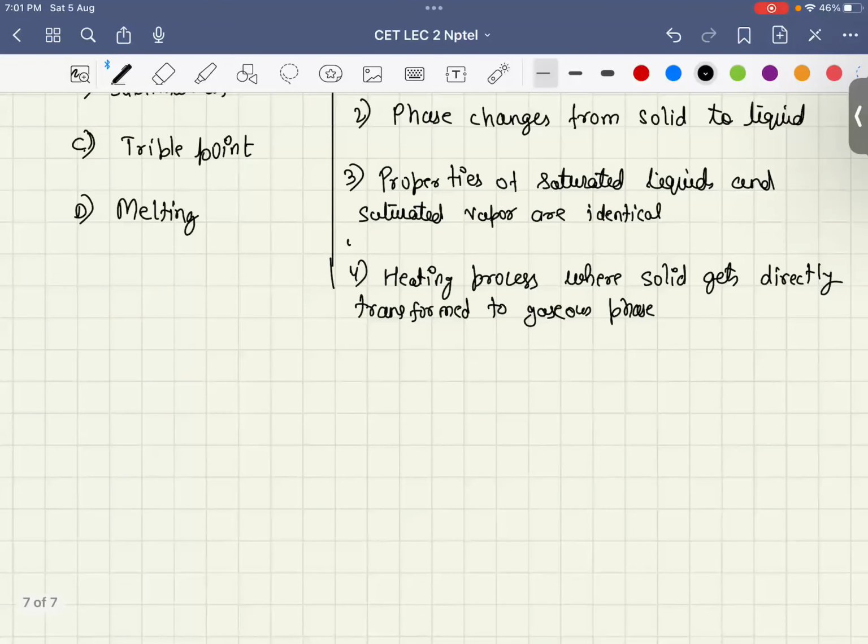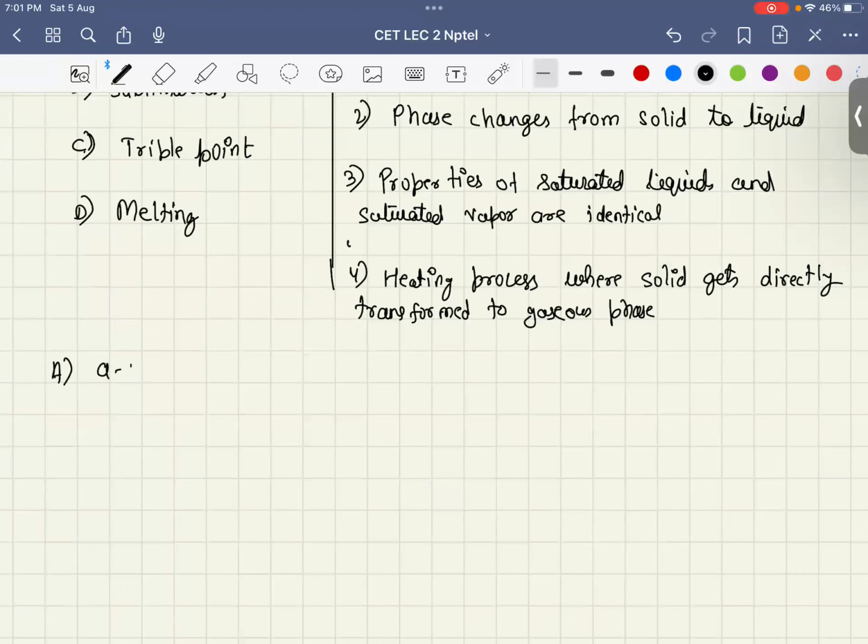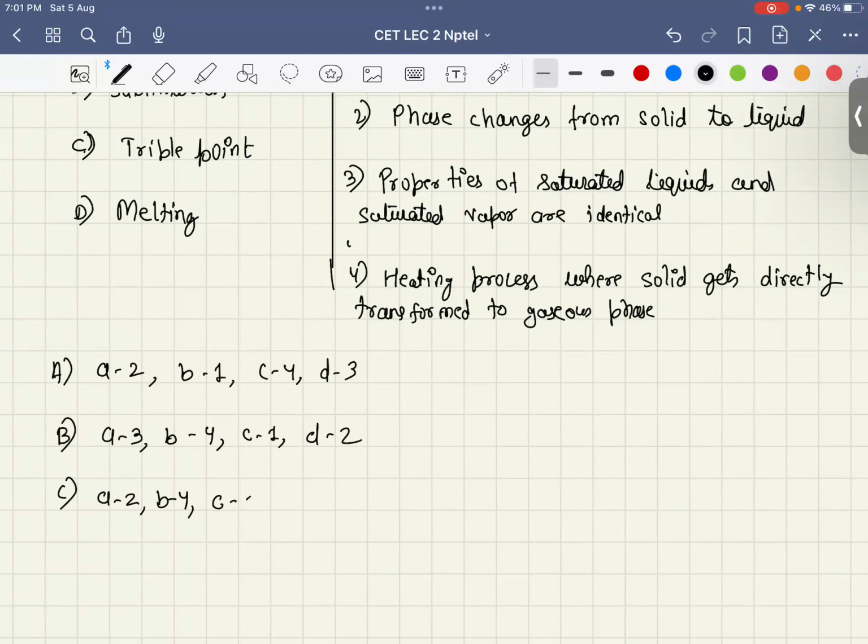And the options for these are: option A is A2, C1, C4, D3. Option B is A3, C4, C1, D2. Option C is A2, C4, C1, D3. And option D is A3, B1, C4, and D2.